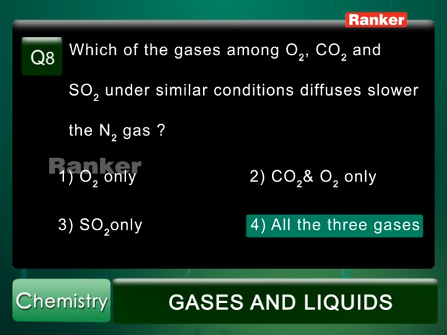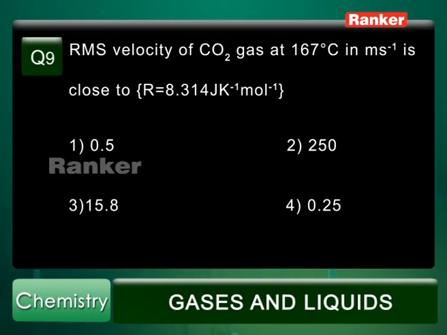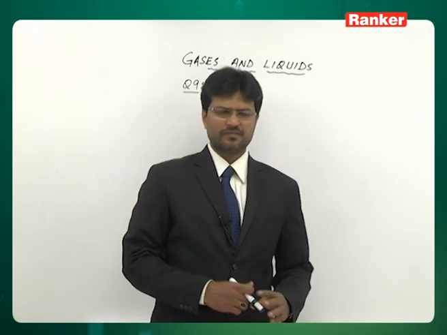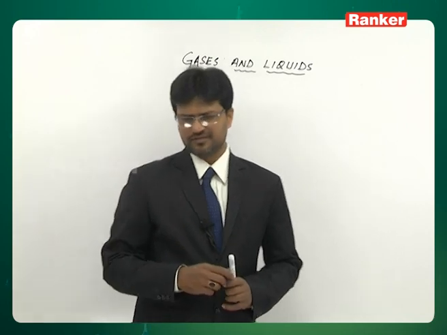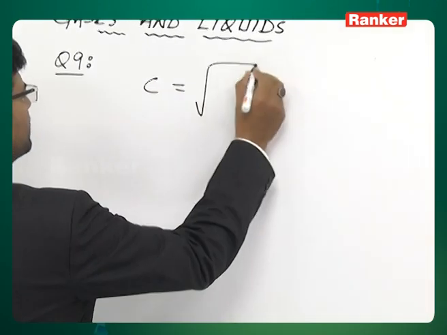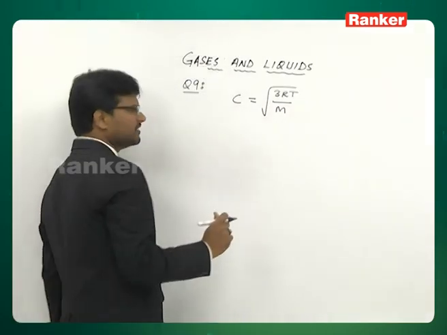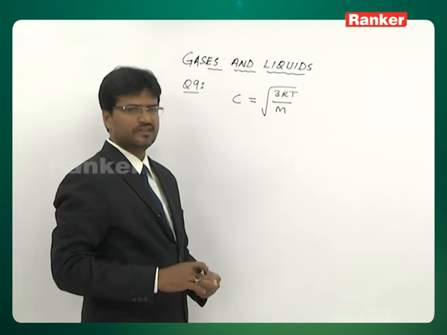Question number 9. RMS velocity of carbon dioxide gas at 167 degrees Celsius in meters per second is close to. See, RMS velocity stands for root mean square velocity. It is given by the formula C equals root over 3RT by M, where R is gas constant, T is absolute temperature, and M is gram molar mass.